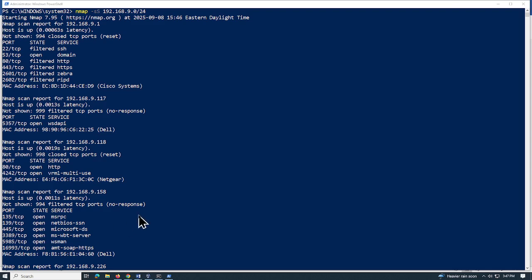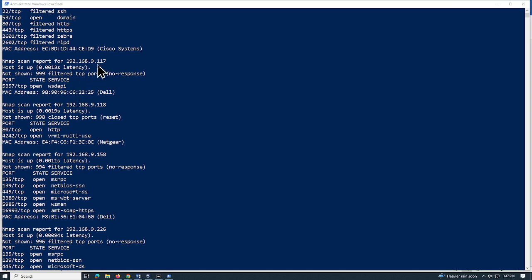Okay, it's finished. So the first one you notice is 9.1. That happens to be my default gateway. It is a Cisco system. You see what ports are open. It gives you a basic idea what service is running on it. Now, if you see filtered, that means it's protected. It's hidden behind a firewall, right? So you also see its MAC address.